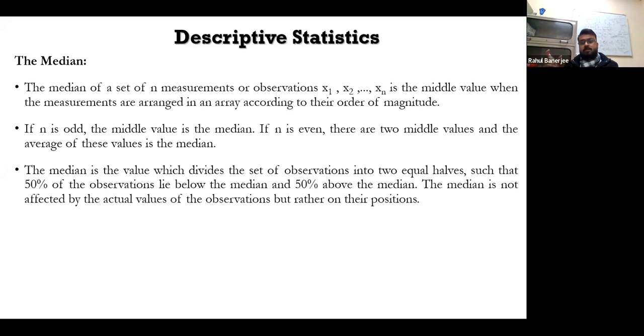Now, if n is odd, then the middle value is the median. But if n is even, in that case, we get two middle values, and the average of those values is the median.